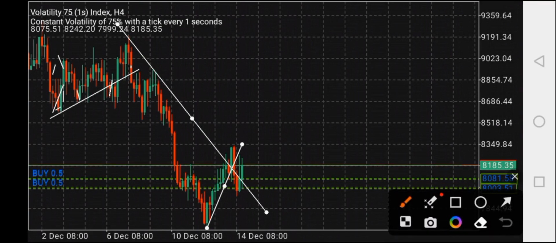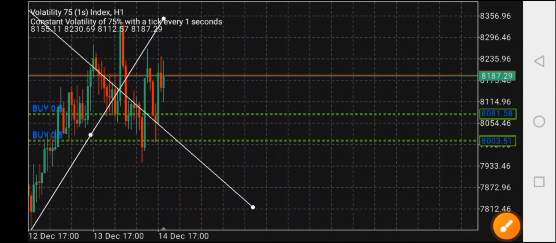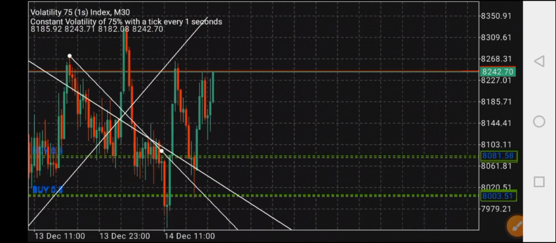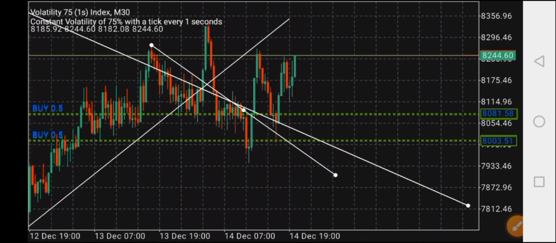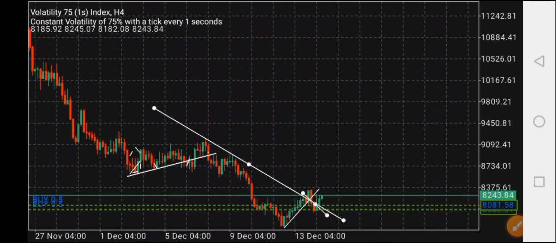Now it touched this first, it touched it here. As we're waiting for the third one right now, if you look here, it also touched it here. So let's go to 30 minutes. Now this is, as you can see here, the 4-hour trend line here.